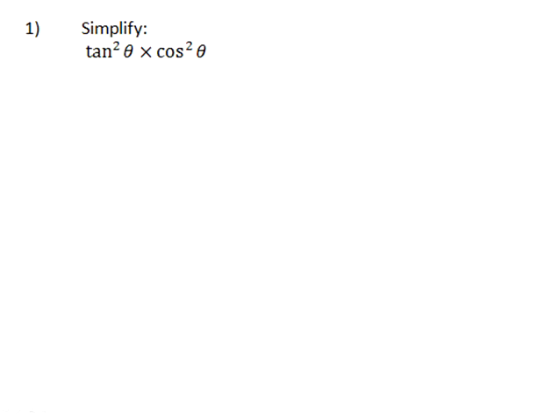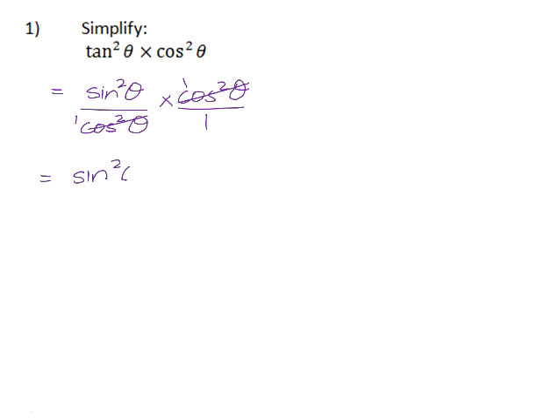Number one, simplify tan squared theta times cos squared theta. So tan squared theta, we've already seen that tan is equal to sine over cos. So tan squared will be equal to sine squared over cos squared, multiplied by cos squared theta over 1. When we multiply two fractions, we can simplify any numerator with any denominator. So cos squared theta divided by cos squared theta is 1, and we are just left with sine squared theta.